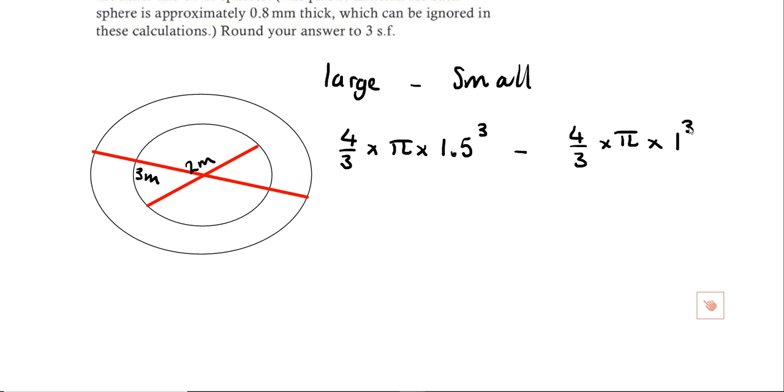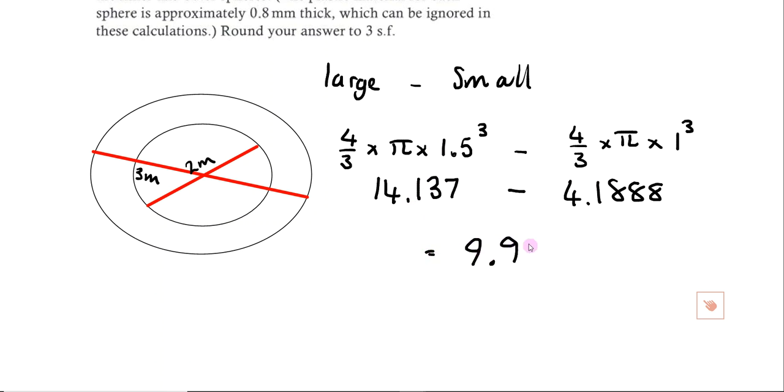And it works out, if we do it on our calculators, this is 14.137, and we subtract 4.1888. That's just what I wrote down from my calculator. And the answer then I get is 9.9482. So I can round that to 9.95 cubic meters.